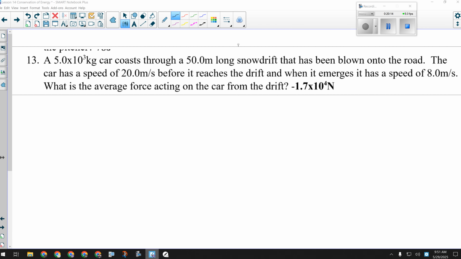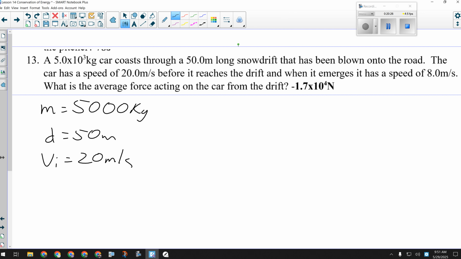Okay, so if we bring that question over, we know the mass, it's 5,000 kilograms, that's 5 times 10 to the 3, we know the distance is 50 meters, we know the initial speed to be 20 meters per second, and we know the final speed to be 8 meters per second.